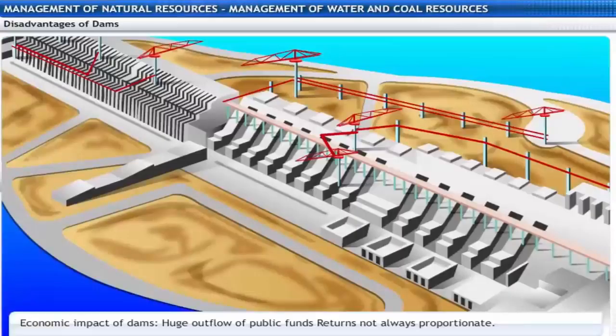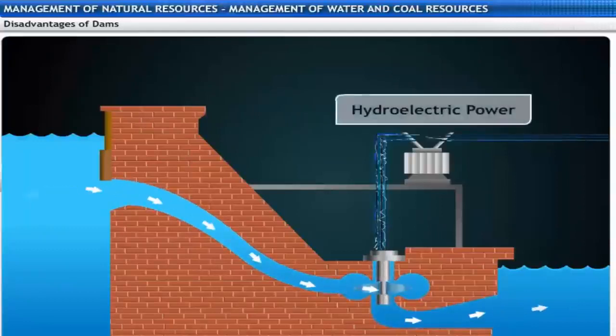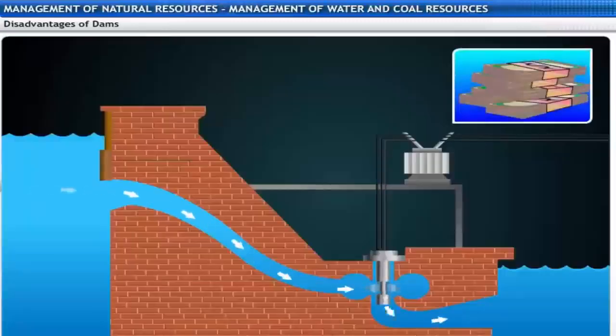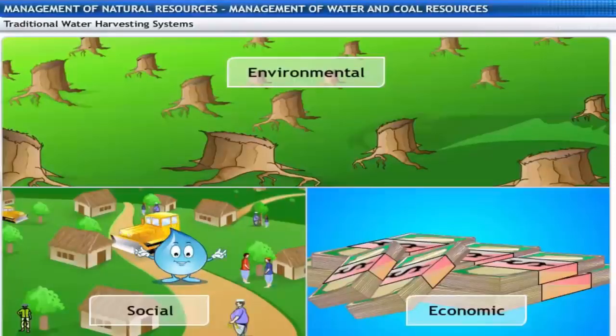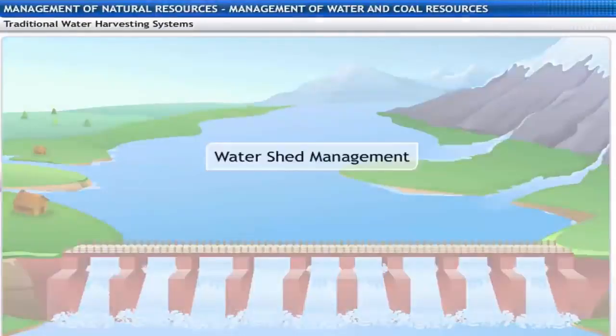Finally, construction of dams also poses economic problems. Managing water through dams is very expensive. Unless a dam provides proportionate returns in the form of electricity and water supply, it is not worth spending so much money. So you see, dams have several environmental, social, and economic disadvantages. In fact, before constructing these dams, Indians used several environment-friendly small, local methods like watershed management and water harvesting.